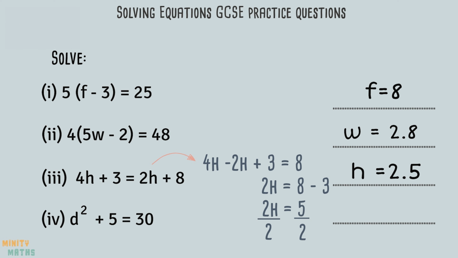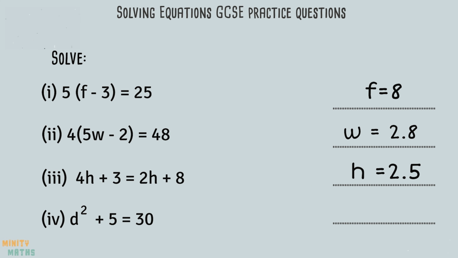The final question involves a power. But firstly we should get rid of the 5, by taking away 5 from both sides of the equation. We are then left with the equation d squared equals 25. We then take the square root of both sides to find out what d equals.